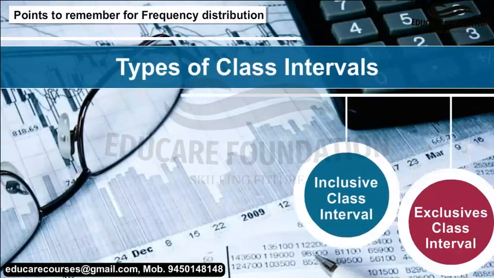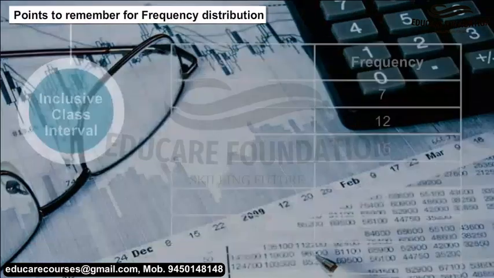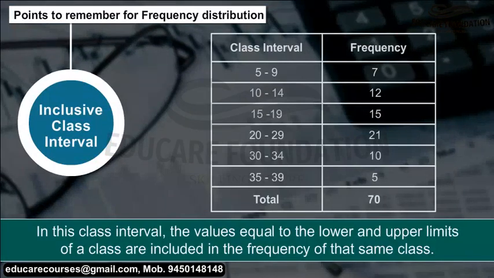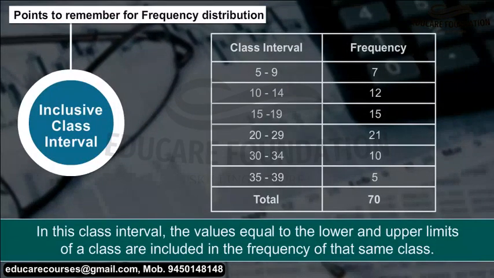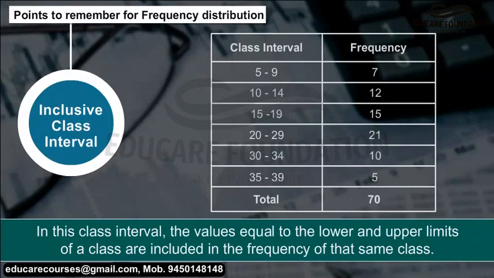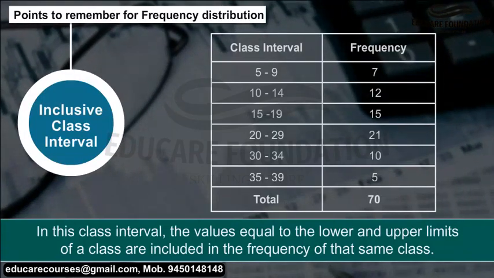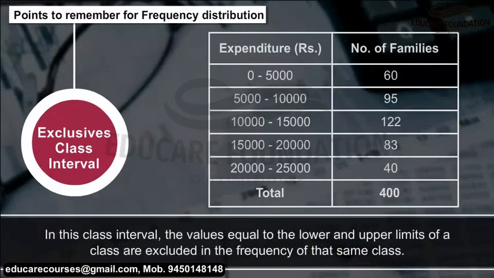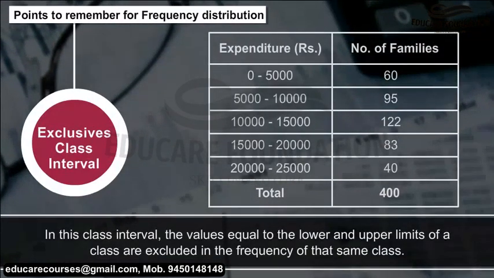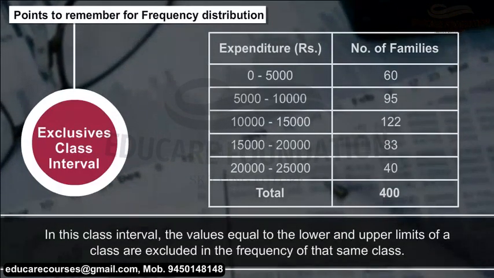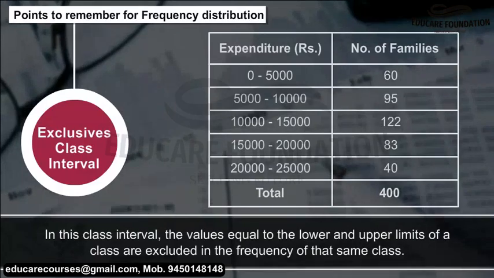Types of class intervals. Inclusive class interval. In this class interval, the values equal to the lower and upper limits of a class are included in the frequency of that same class. Exclusive class interval. In this class interval, the values equal to the lower and upper limits of a class are excluded in the frequency of that same class.